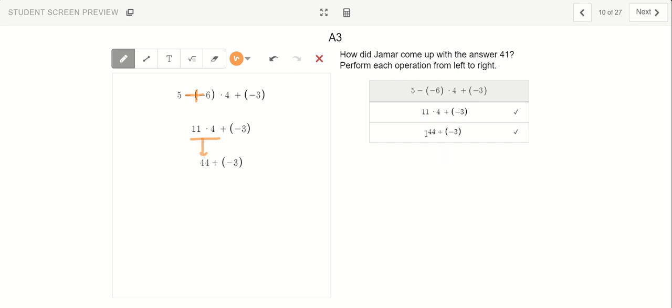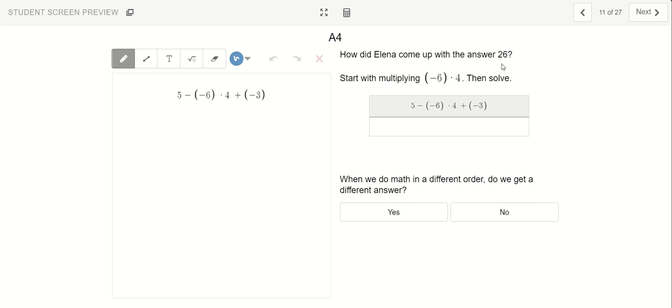And 44 yellows and 3 reds, those are going to cancel out to get 41. Okay, so this is how Jamar came up with the wrong answer. It looks like he just did everything from left to right. So he did everything from left to right and got the wrong answer of 41. But what's the correct answer? Remember, the correct answer was supposed to be 26.